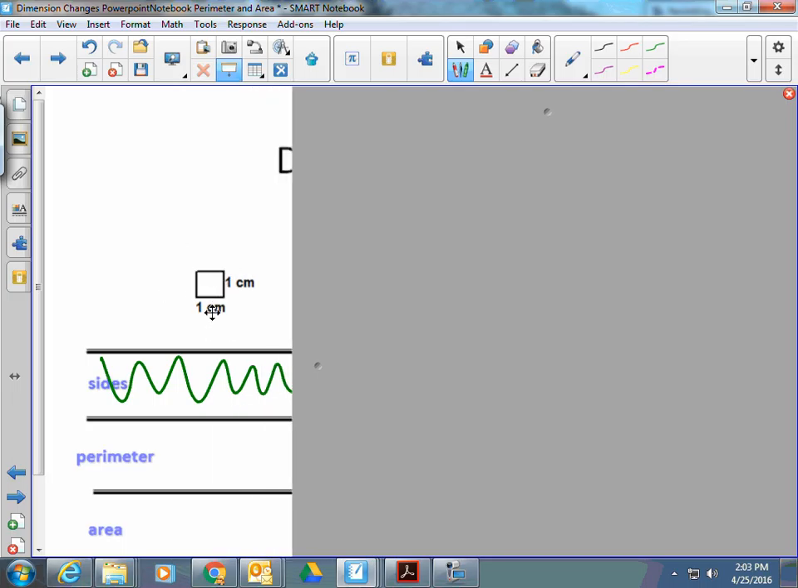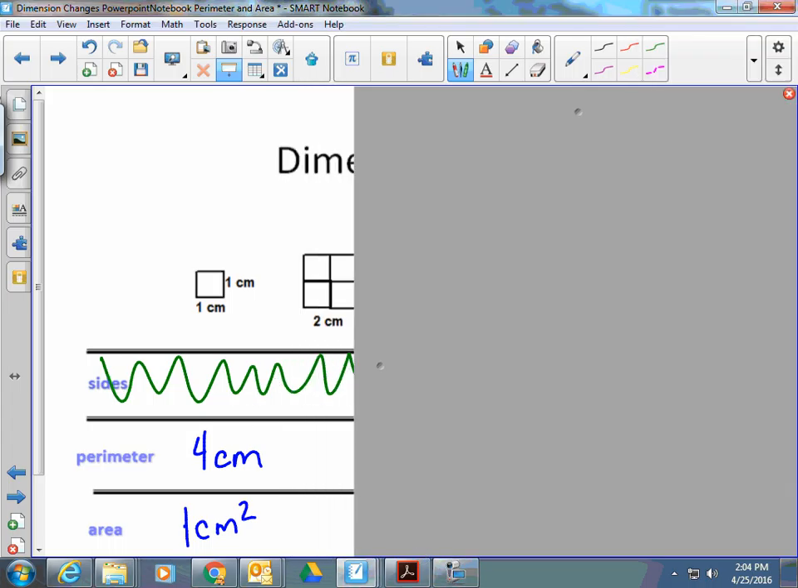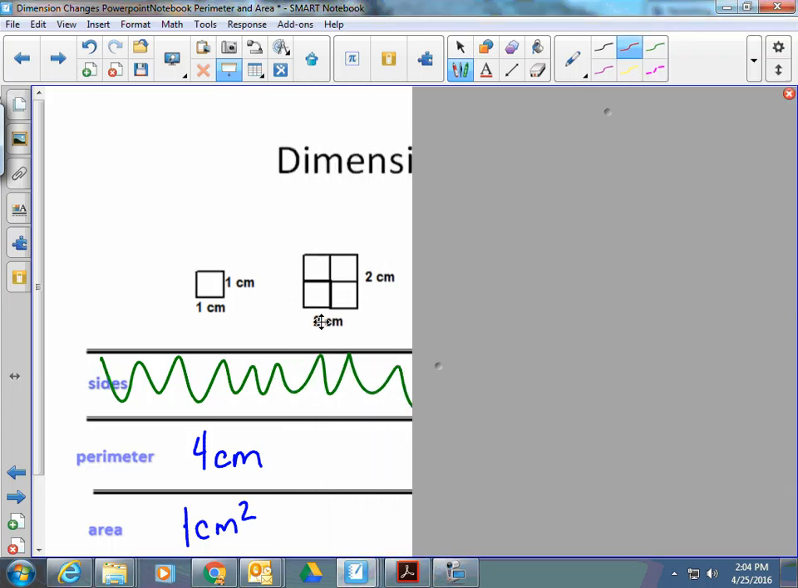If I'm looking at this shape, what would be my perimeter of this shape right here? 4 centimeters. What would be the area of that shape? What do I do to find the area of a square? Length times width. So this would be 1 times 1, which would be what? 1 centimeter squared. Very good. Then let's inch it over this way. My next shape, what would be the perimeter of this one? 8 centimeters. And what would be my area? 4 centimeters squared. Excellent.